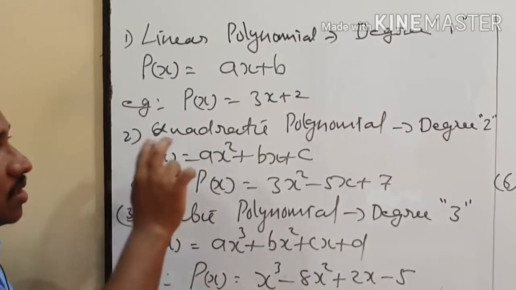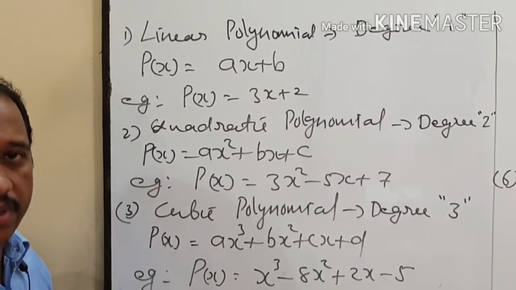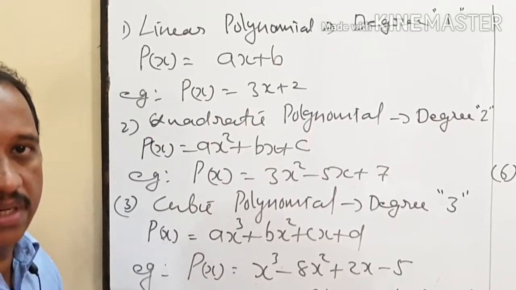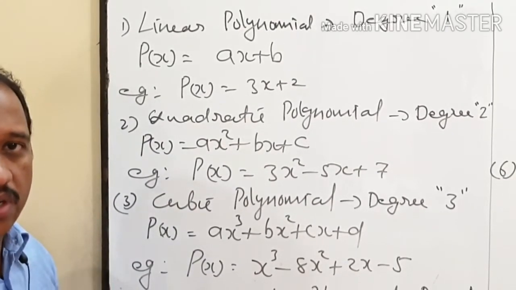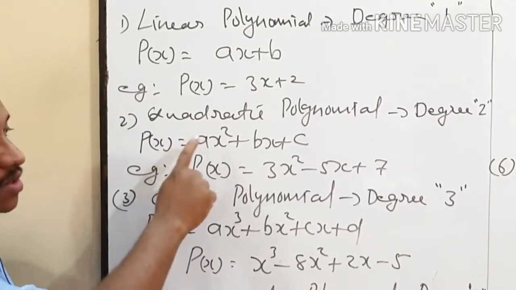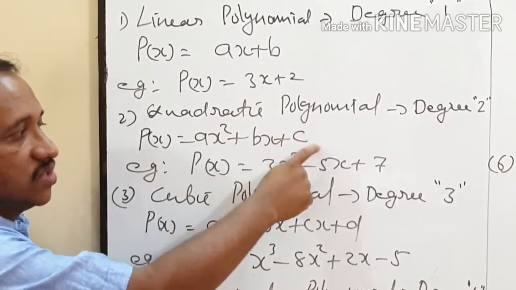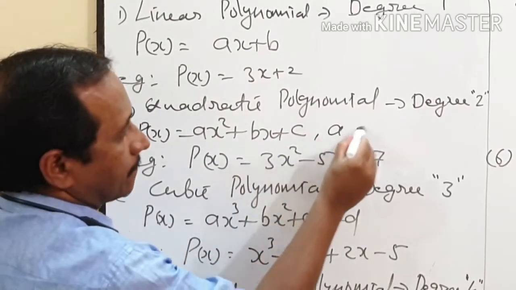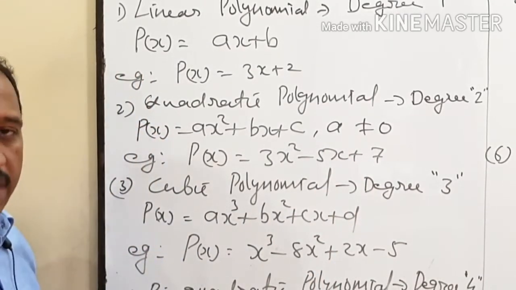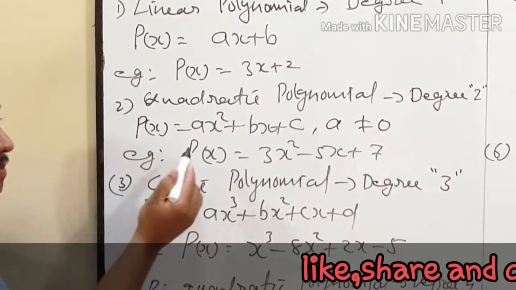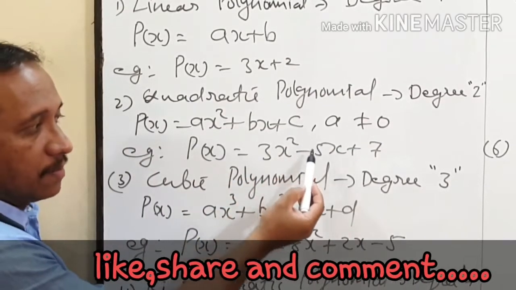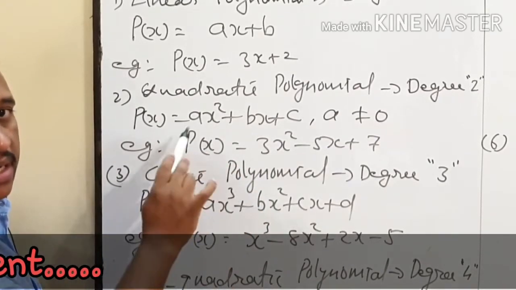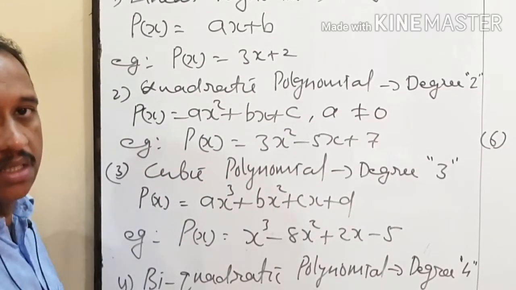The second one is a quadratic polynomial. A quadratic polynomial is one whose degree is 2. That is, the highest power of the variable is 2. The standard form of a quadratic polynomial is p of x is equal to ax square plus bx plus c, where a, b, c are real numbers. Remember, a cannot be equal to 0. The example, p of x is equal to 3x square minus 5x plus 7. You can compare the standard form and the example, and hence write the values of a, b and c.